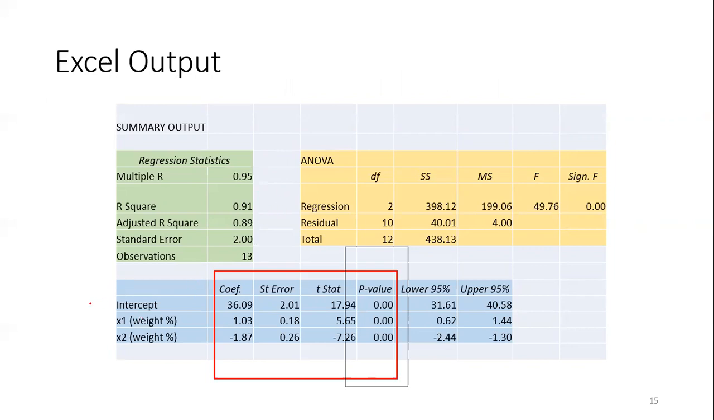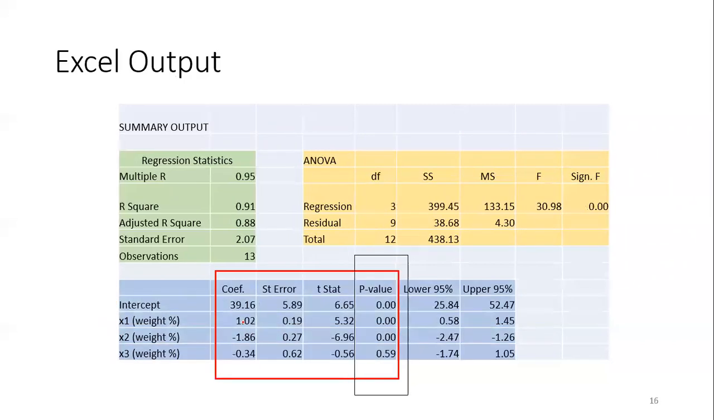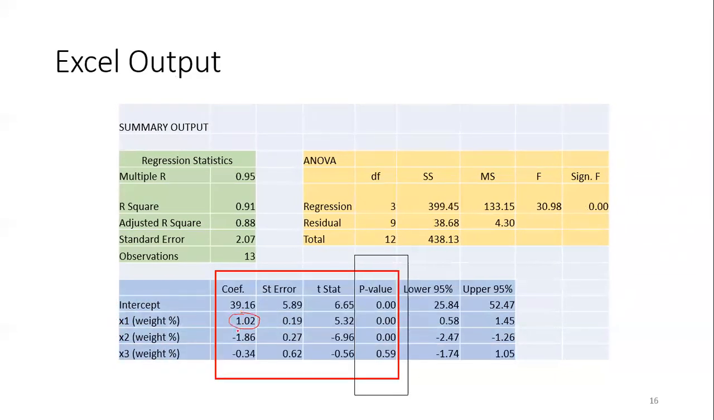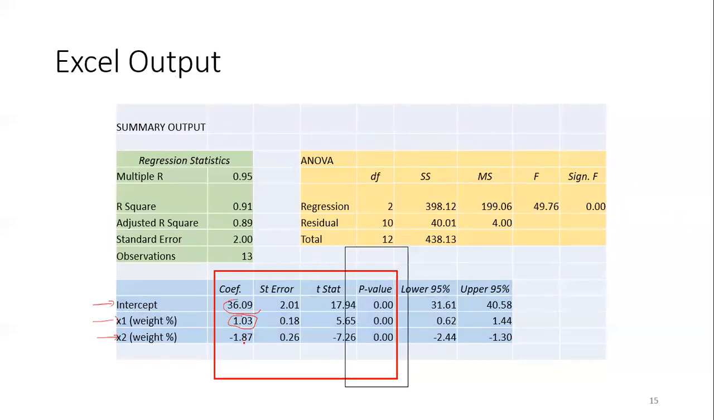This is again my beta 0, my beta 1, and beta 2, but these are the updated values. Just look at this one. It is 1.03, and the old one was 1.02. The beta 0 is now 36, but it was 39. And x2 was minus 1.86, and now it's almost the same, minus 1.87.